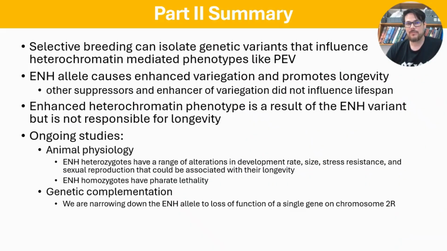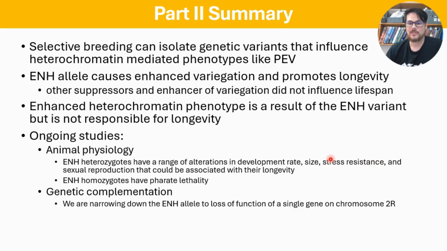So for this second part, what I've been able to show is that we can selectively breed and isolate genetic variants that have enhanced heterochromatin phenotypes, but that enhanced heterochromatin phenotype is not consistently associated with longevity. And the longevity phenotype is most likely a result of other effects that our ENH allele causes on these animals. And we are doing some studies to look into that a bit further, including looking at the physiology of these animals, their developmental rate, their size, their stress resistance.